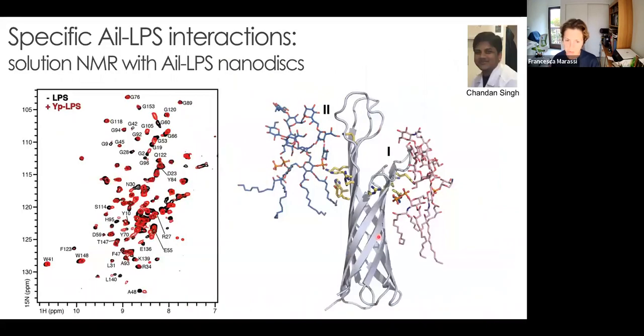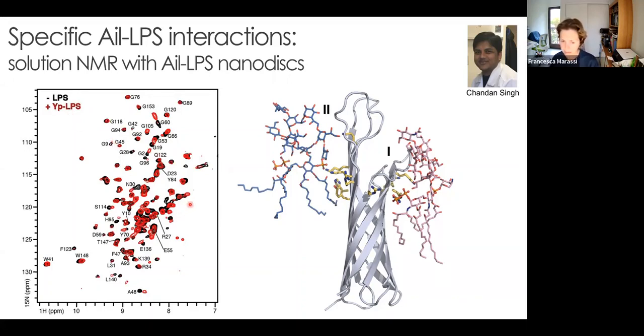One of the first things that we did was to prepare nanodiscs for both solution and solid-state NMR that not only incorporate phospholipids, but also incorporate this tetraacylated form of LPS that was extracted from Yersinia pestis by our collaborators. This is work of Chandan Singh. This is illustrating AIL in nanodiscs that are free of LPS in black, or that incorporate Yersinia pestis LPS.